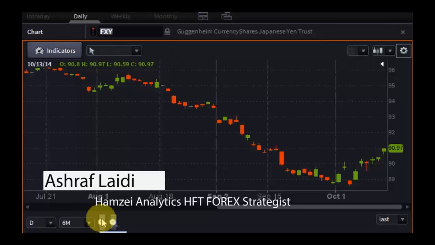We have some traders here that trade the ETF, so we got a question. The only way to play the yen is through the FXY ETF. Are you familiar with it? I know. Yeah, I'm sure. Is that the only ETF?